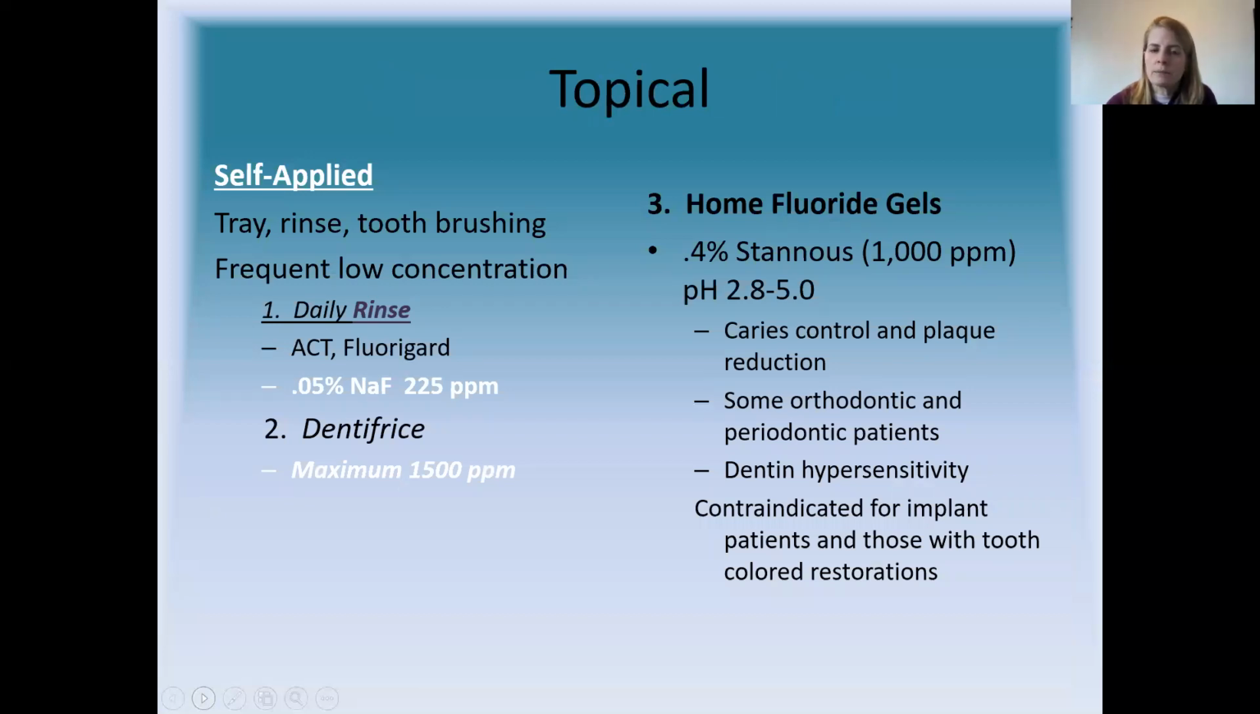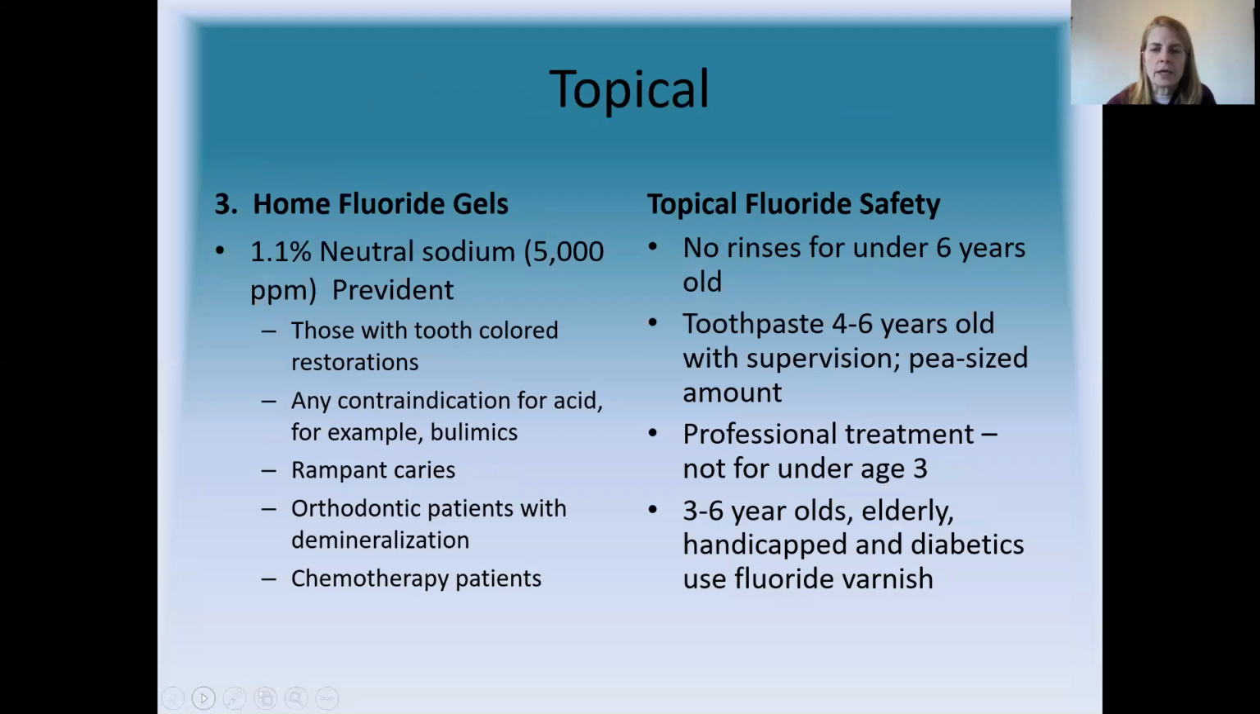Topical fluoride, patients can have a tray that they take home. They can use a rinse. They can use toothpaste. They can have a prescription toothpaste. They can have prescription gel that they use at home. So there's all different kinds of sources that they can get at home, or we can recommend, or we can have the dentist give them prescriptions for.